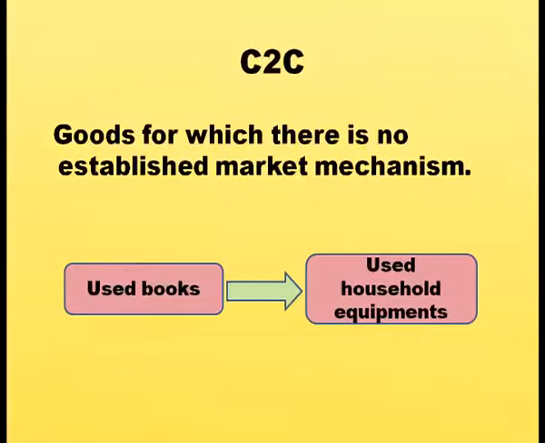Sometimes used books are being searched by one consumer and they will exchange used household equipment also. In such a way, there can be some arrangement between them.